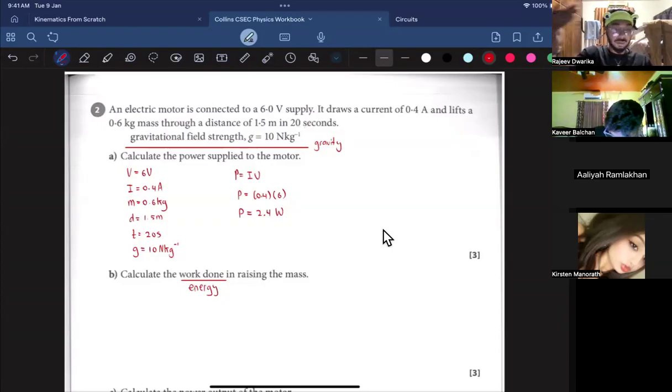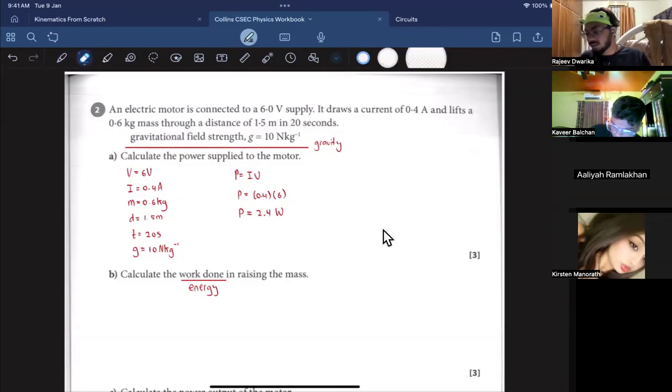So is there any formula that you know that deals with energy? Look at all the information I have. We need to figure out the energy in raising the mass. See if you can figure that out. Justin, let me check what you have here.